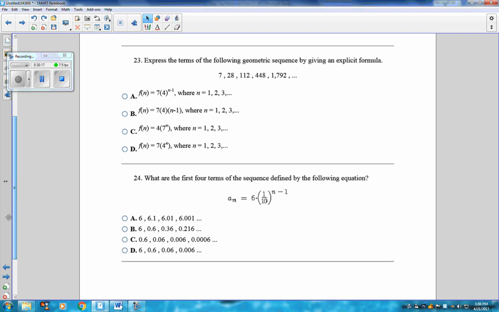23. Express the terms of the geometric sequence by giving the explicit formula. So that means I'm going to use a sub n is equal to a sub 1 times r to the n minus 1. A sub n equals my first term, 7. 28 divided by 7 is 4. So 4 to the n minus 1. So my answer is going to be A.